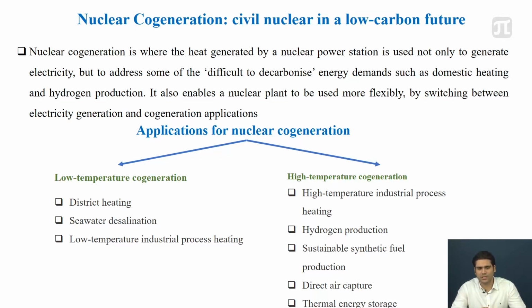In low temperature cogeneration, we can use low temperature steam extracted from the turbine for district heating, seawater desalination, and low temperature industrial process heating, and in addition for low temperature electrolysis for hydrogen production. In high temperature cogeneration, we can use high temperature steam extracted from the high pressure turbine of the nuclear power plant for high temperature industrial processes, and the most important application is hydrogen production, especially high temperature steam electrolysis, which we are going to talk about later in detail.